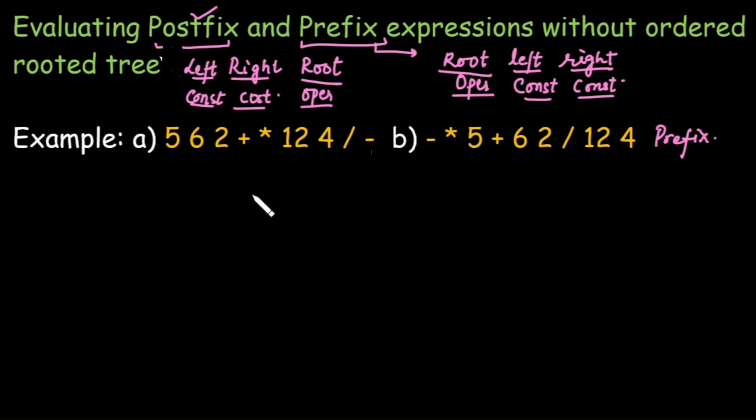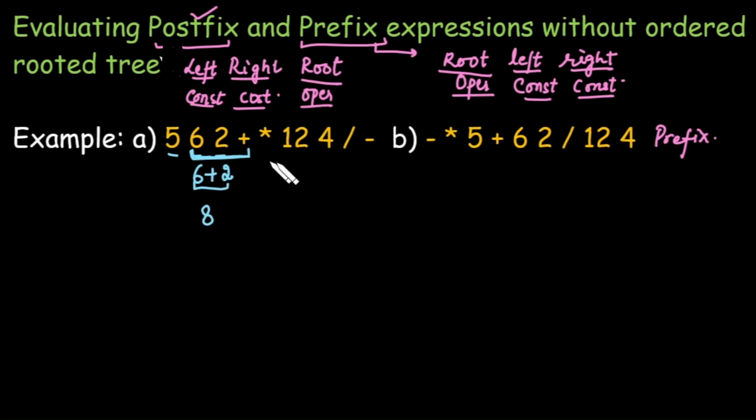Now how to evaluate the postfix? Look for the same concept, constant, constant, operator. Like in this case, constant, constant and next is operator. It means first we can evaluate this. Now how to evaluate this? Left is 6, right is 2 and plus is root. So we treat it as 6 plus 2. That is equal to 8.